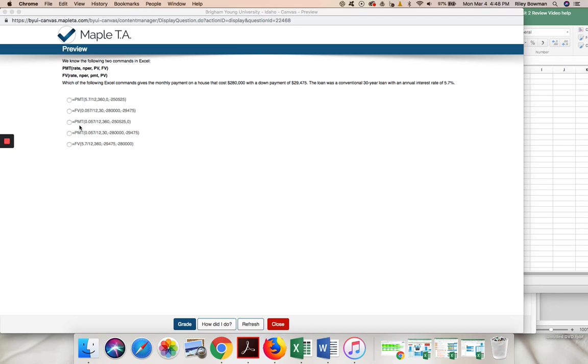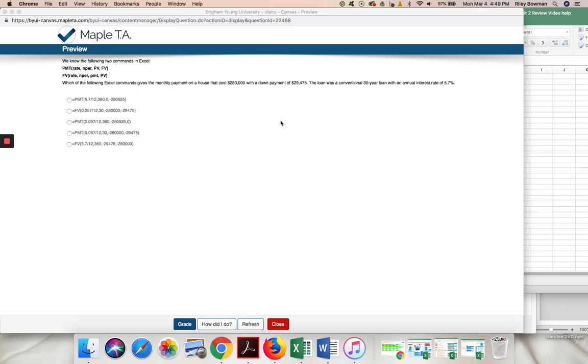The next one to walk through is a payment of, move the decimal over 2, 5.7% for 12 months. The number of periods here is 360. That is 30 times 12. And here we have negative 250,525 and 0. So I wonder where this 250,525 is coming from. Some of you might be wondering that. Now remember, the cost of the house was $280,000, but the down payment was $29,475, which tells me that we've subtracted that in this one.